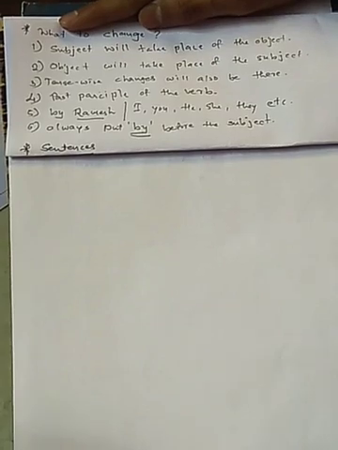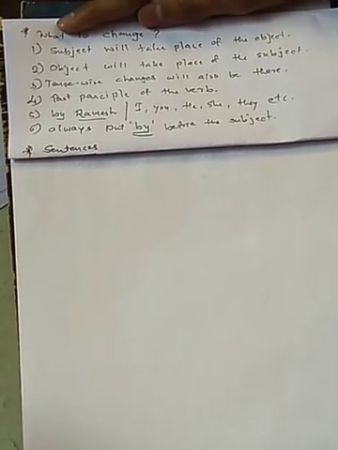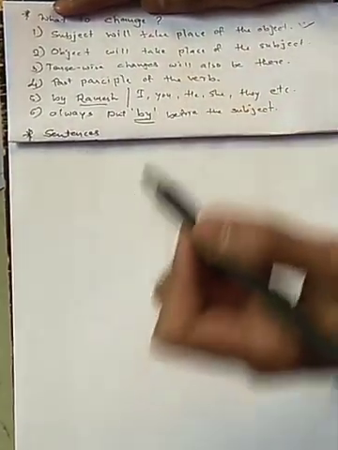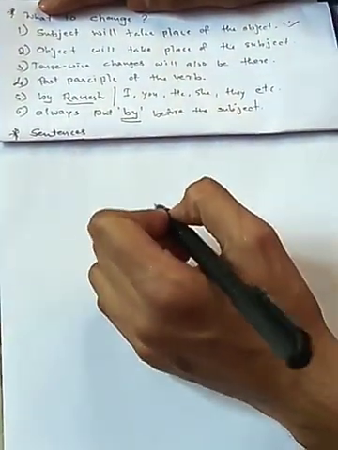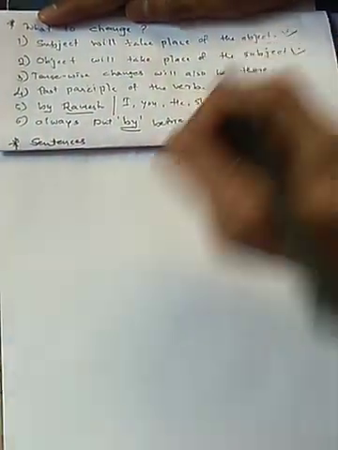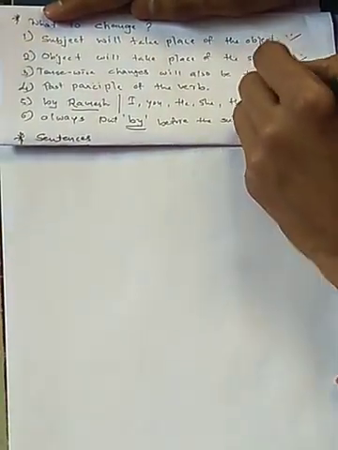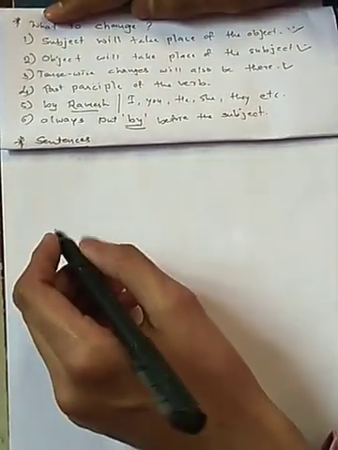But before we start, let us have some revision about what to change in active voice and passive voice. First of all, as you can see here in the list, the subject will take the place of the object. Second, the object will take the place of the subject. Then, tense-wise changes will be there.